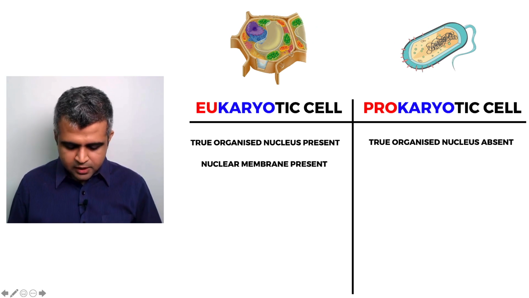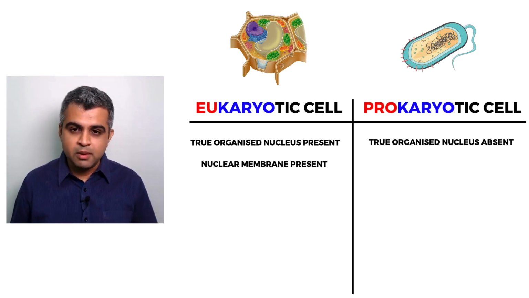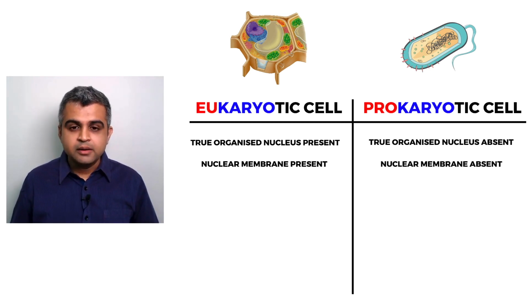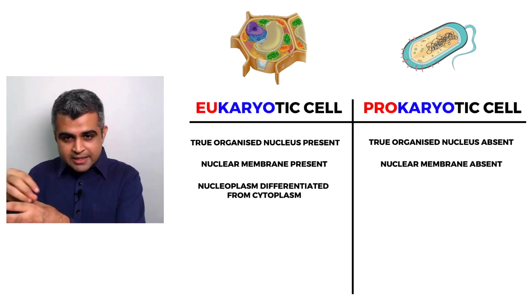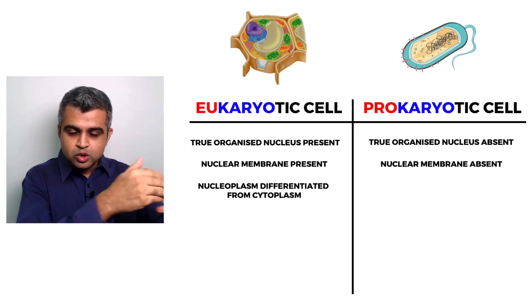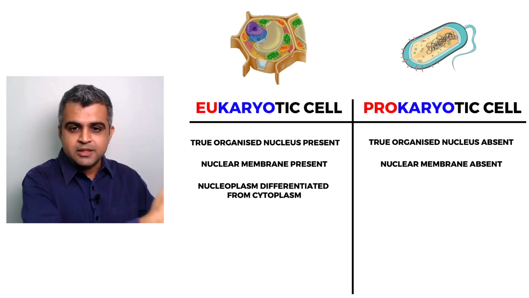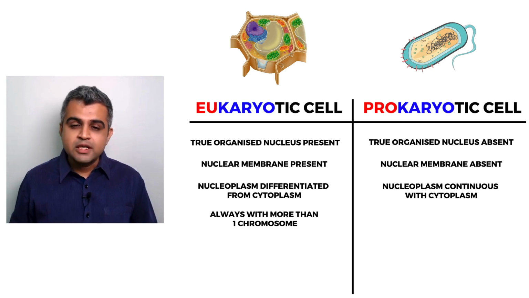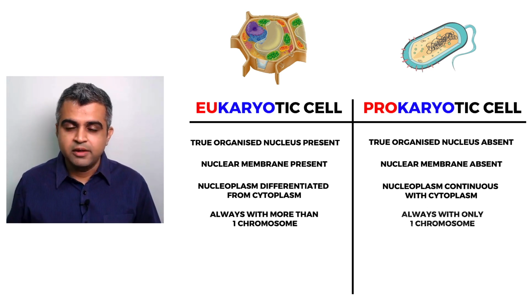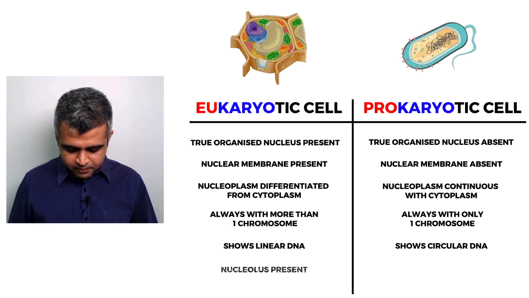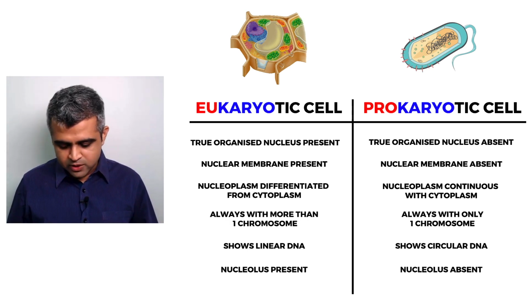The second thing is that in the case of eukaryotes, a nuclear membrane is present, whereas in prokaryotes, nuclear membrane is absent. In the case of eukaryotes, nucleoplasm is differentiated from cytoplasm, and here there is no boundary only. So whatever material is around the nucleus is continuous with the cytoplasm. There will always be more than one chromosome in a eukaryotic cell, whereas there will always be only one chromosome in a prokaryotic cell. There will be linear DNA and there will be circular DNA. Nucleolus will be there and nucleolus will be absent.